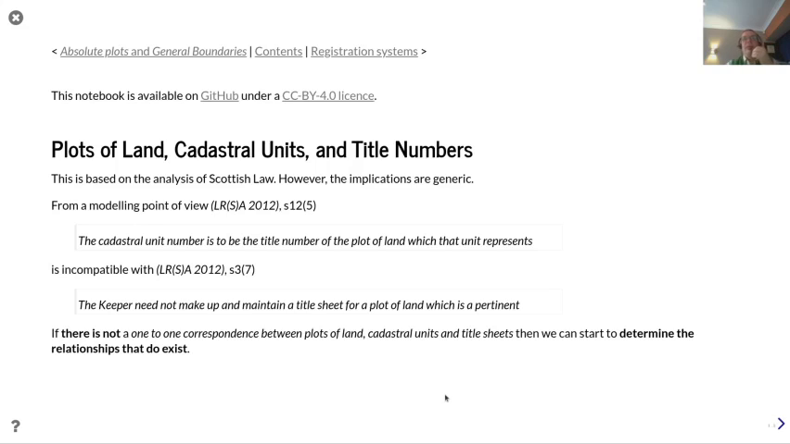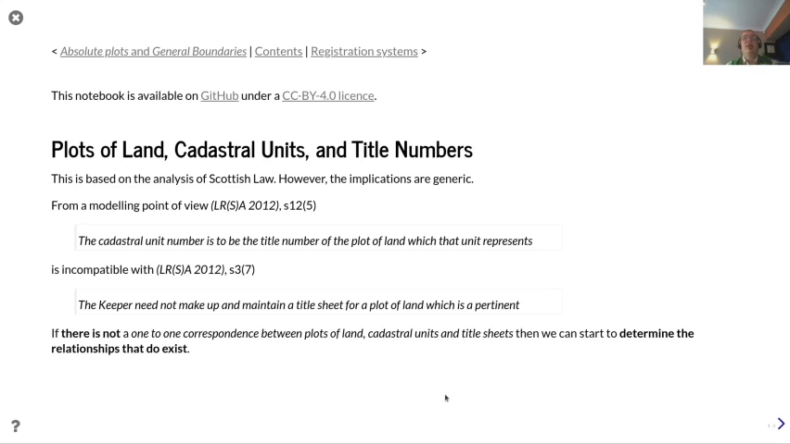This video is about plots of land, cadastral units and title numbers. It might become quite complex quite quickly, so it's probably going to be best to review it. It's also based on the analysis of Scottish law, but the implications are probably generic.